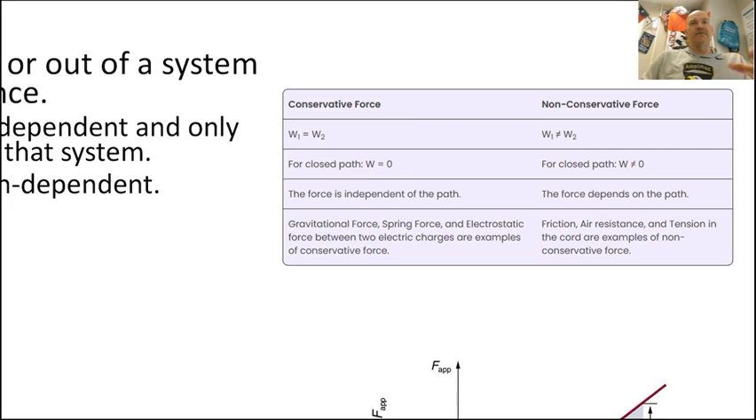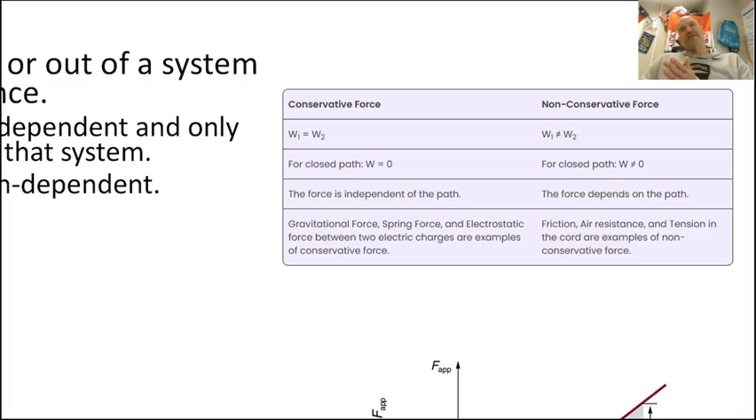Some of the conservative forces, especially the three big ones that we talk about here, really there's four: you have the gravitational force, both Fg and F little g and F big G, so I can consider that two forces. The spring force here in mechanics, and then in E&M, you have the electrostatic force.